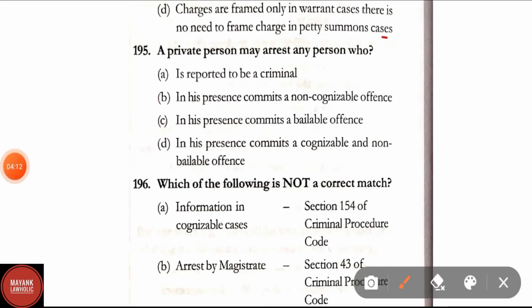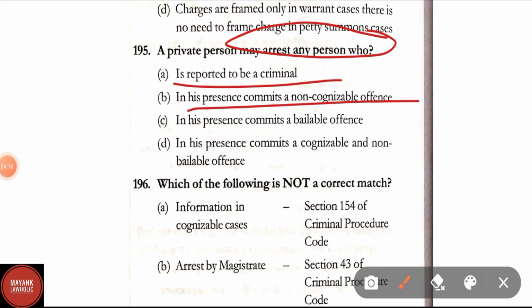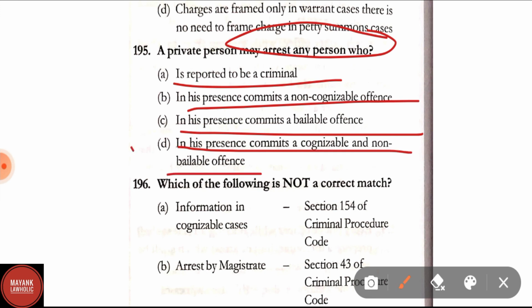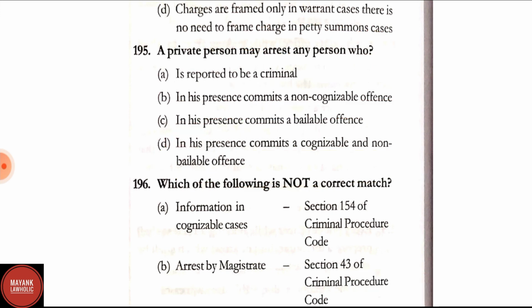Question number 195. Any private person may arrest any person who is reported to be criminal, in his presence commits a non-cognizable offence, in his presence commits a bailable offence, in his presence commits a cognizable and non-bailable offence. Here correct answer is option D. A private person can arrest any person who in his presence commits a cognizable and non-bailable offence.